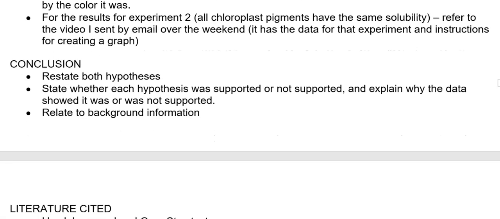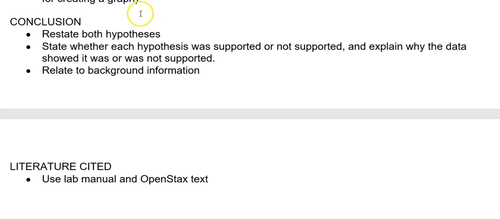So that brings us to the conclusion. Very simply restate both of your hypotheses at the beginning of your conclusion section, and then from there state whether each hypothesis was supported or not supported, and then use your data to explain why each of those hypotheses was supported or was not supported, and then wrap that up by relating it to the background information.